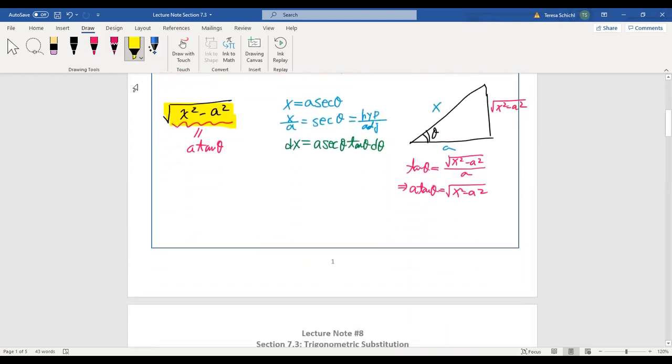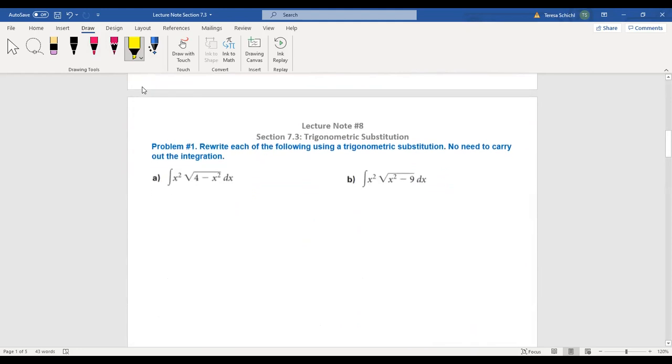Okay, so now let's take a look at our problem. The first problem is here. They said, hey, when you do this type of integration without the trig substitution, it probably will be very difficult to do. So that's why I said, okay, try to rewrite it using a trig substitution. They just want us to rewrite it, and there is no need to carry it out. We're going to do some other problems where we will be able to carry it out.